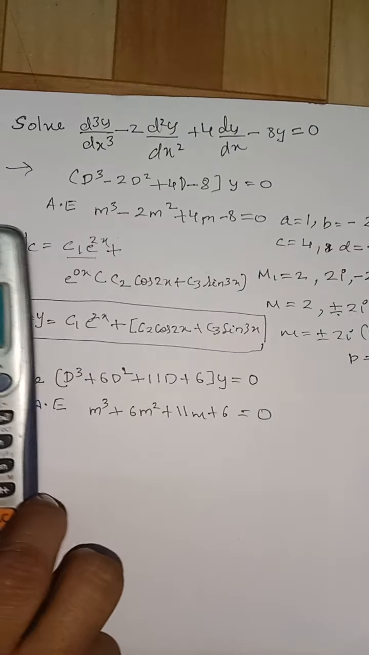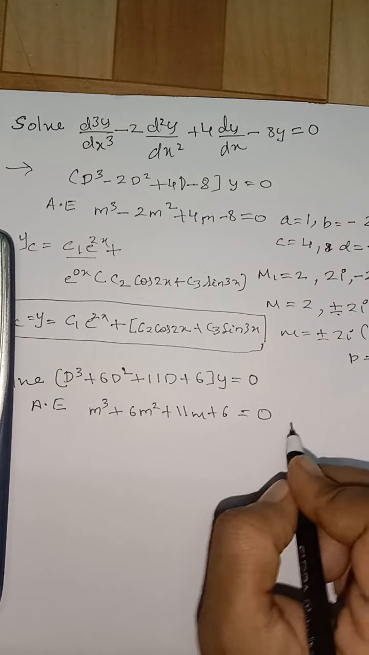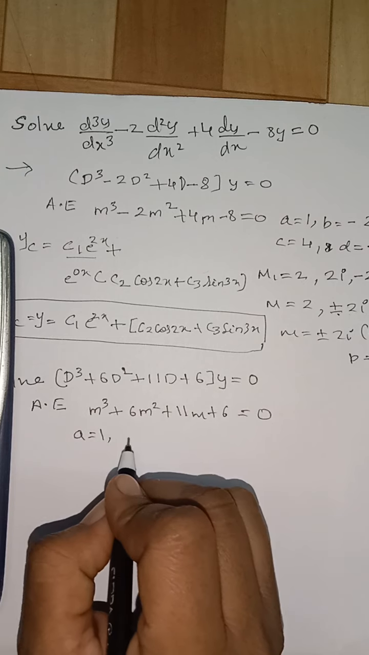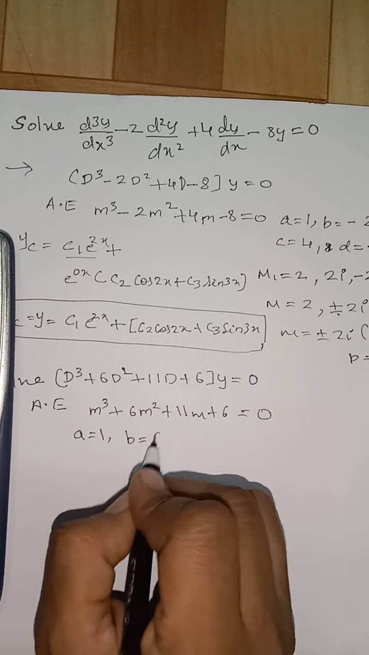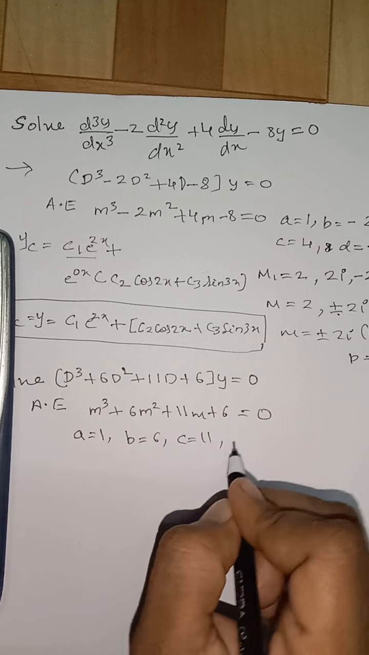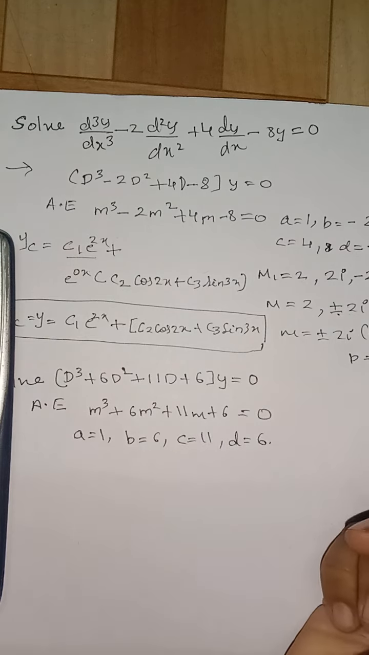So let me write here the values of A, B, C, D. What is A? The coefficient of m cube is 1. The coefficient of m square will give you B equals 6. The coefficient of m is C, 11, and D is equal to 6.